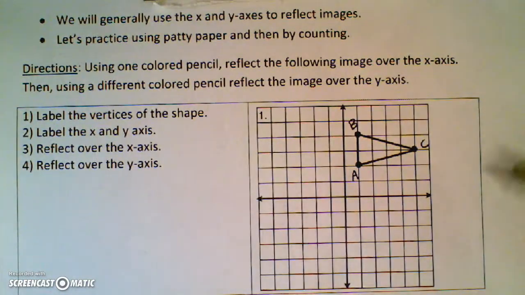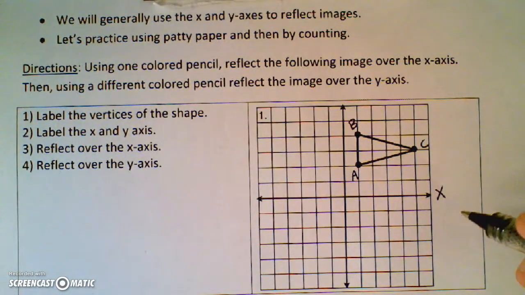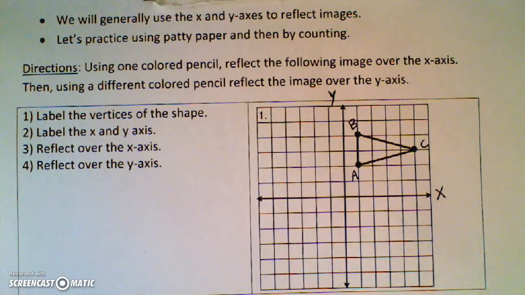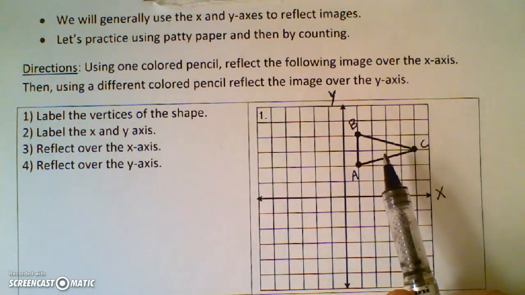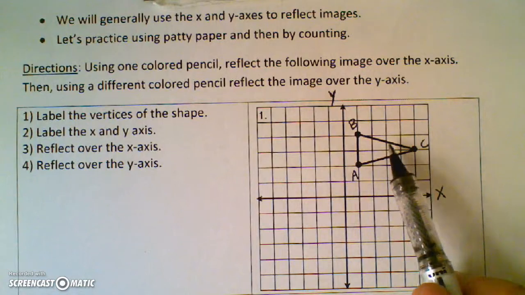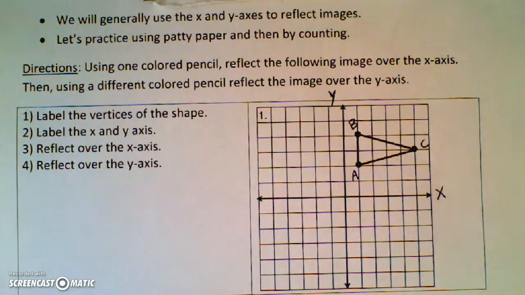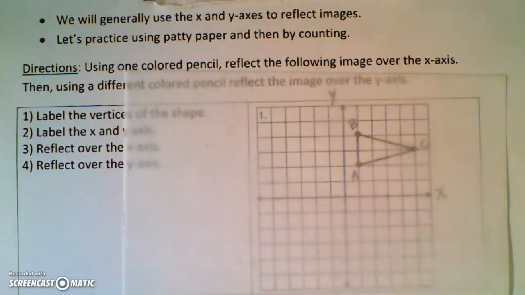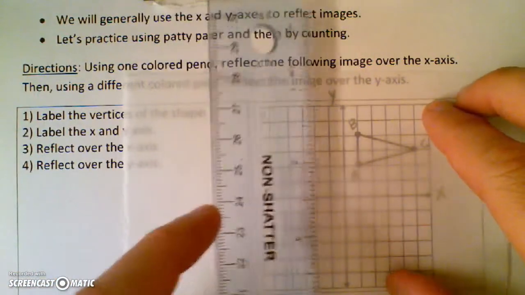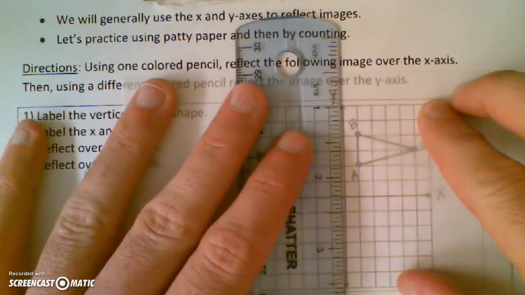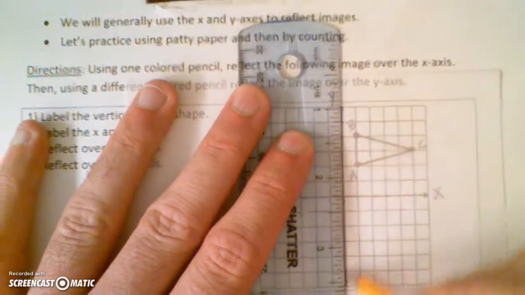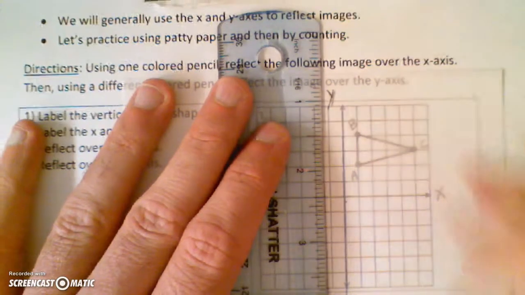I'm also going to label the X and Y axis. Remember, X axis is always your side to side, and Y is your up and down. So to reflect this shape over the X axis, I have to move this shape and flip it down over here. So I'm going to use my patty paper, put it over the shape, and use a ruler and a pencil to trace over the axes for the Y and the X. I'm going to label the Y and then label the X axis.